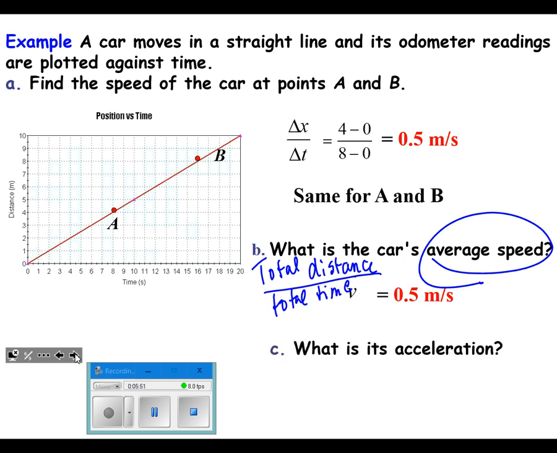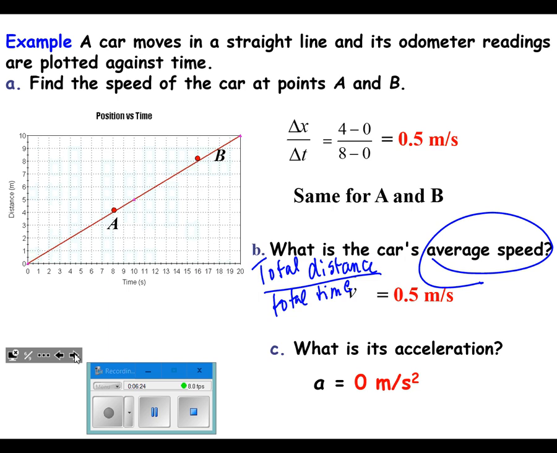Now, what is its acceleration? Hmm. I just said that at all these points it was going 0.5 meters per second. That's like me saying my car at every single point going from in front of Valero to in front of Berkshire Brothers to in front of Kroger is 35 miles per hour because I don't want to get a ticket. So if that's the case, my car's on cruise control. Am I accelerating? No, not if my car's on cruise control.